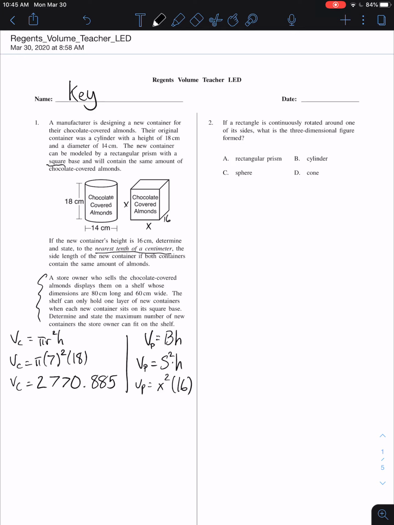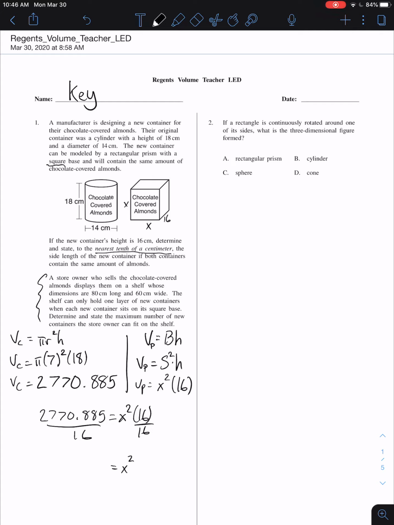Now we're being told that even though they changed the shape of the box, we want those volumes to be the same. So now we're going to set 2770.885 equal to x squared times 16. They said to round to the nearest tenth of a centimeter. By keeping those extra decimal places, we make sure we don't have a rounding error when we solve for x, because x, the length and the width of the new container, is what's going to be very helpful to us. So let's take a look here. We're going to divide by 16 on both sides.